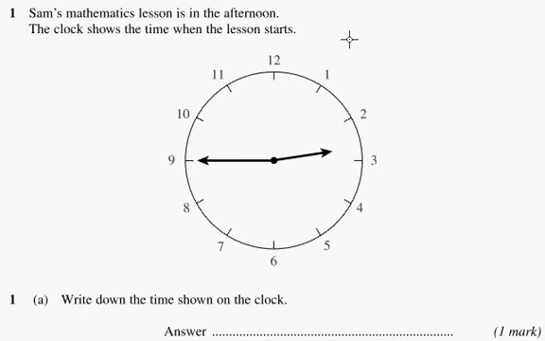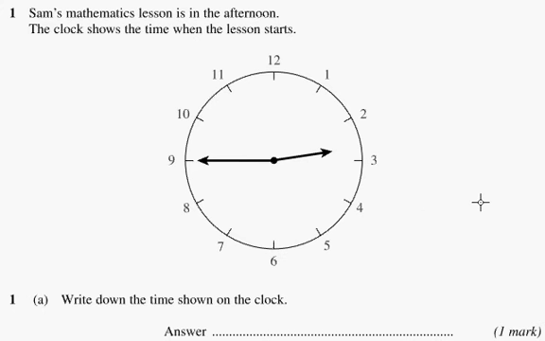An important word is in the question, afternoon. It says the clock shows when the lesson starts, and write down the time shown on the clock. So it's asking you to write down the time that is being shown on this clock, and it's telling you that it's in the afternoon.